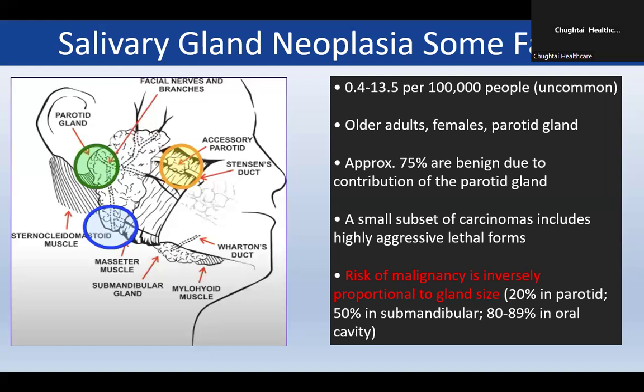The incidence of salivary gland tumors is uncommon, 0.4 to 13.5 per 100,000 people, usually in adults, and the parotid gland is the most common location. Most of these tumors are benign, and the general rule is that the larger the gland, the more likely the tumor is benign. So most parotid tumors are benign, while in the smaller salivary glands the incidence of malignant tumors is high. The risk of malignancy is 20% in the parotid, and it increases to 80 to 89% in the oral cavity.